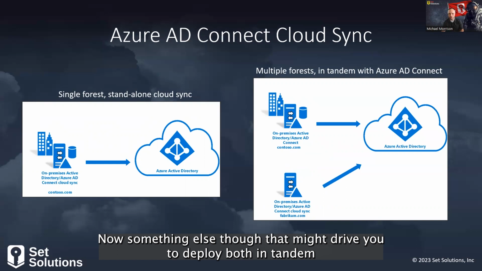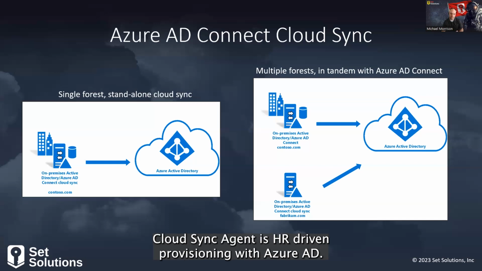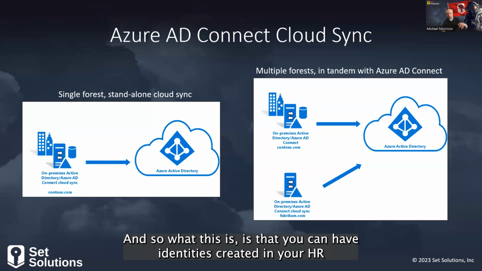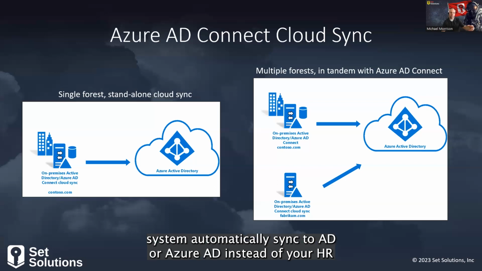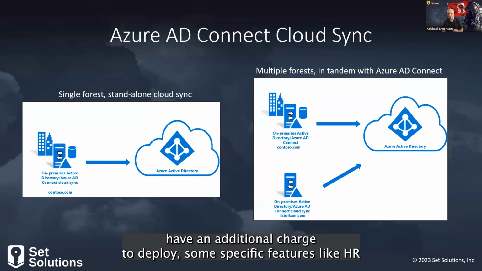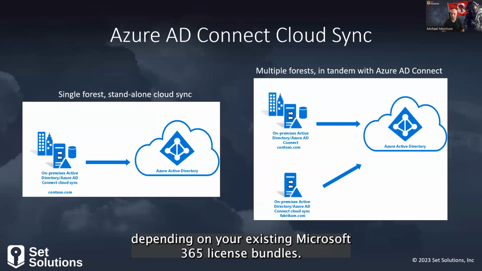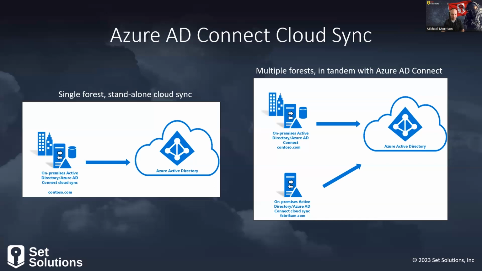Now, something else that might drive you to deploy both in tandem is a new feature brought in specifically from the Connect Cloud Sync agent: HR-driven provisioning with Azure AD. What this is, is that you can have identities created in your HR system automatically sync to AD or Azure AD, instead of your HR teams and payroll teams having to create tickets and your operations teams going and creating those. So really cool. Now, quick call out, while neither one of these sync services has an additional charge to deploy, some specific features like HR-driven provisioning could have additional cost depending on your existing Microsoft 365 license bundles.